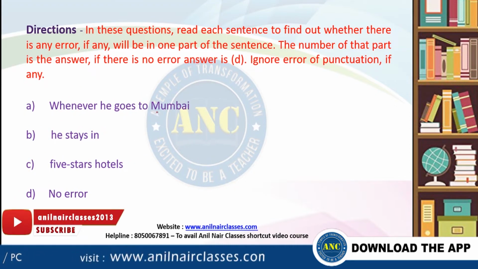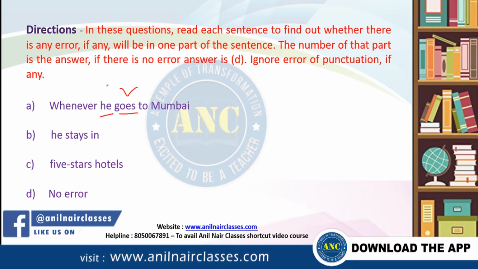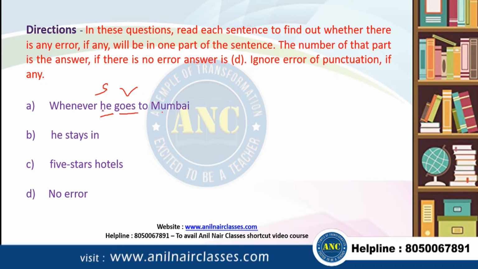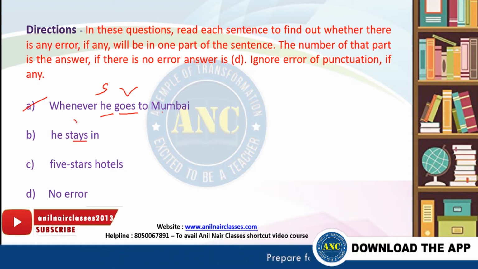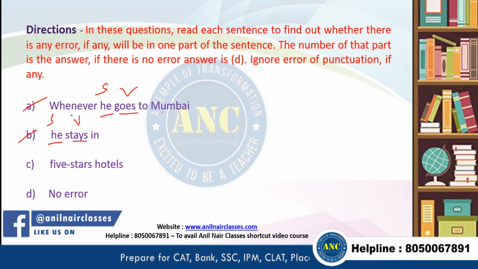Whenever he goes to Mumbai. Fine. Goes is the verb, he is the subject. How do we get the subject? Who goes to Mumbai? He. He is the singular subject, singular verb. Clear. Perfectly fine. He stays in. So who stays? He stays. Stays is the verb, he is the subject. Here also subject verb agreement is fine.